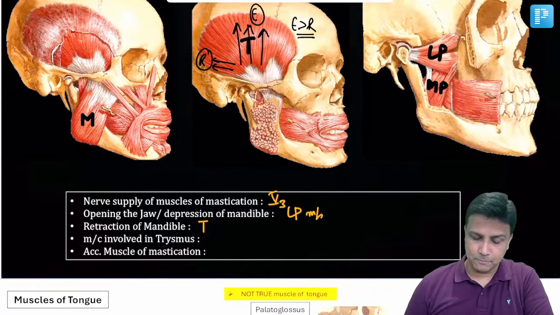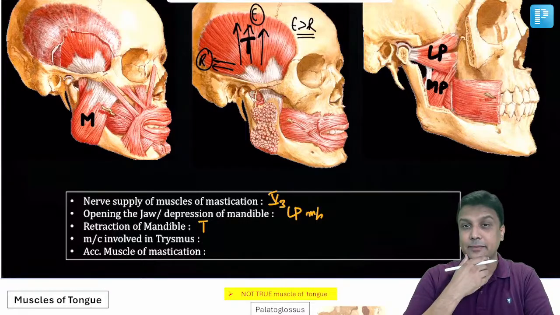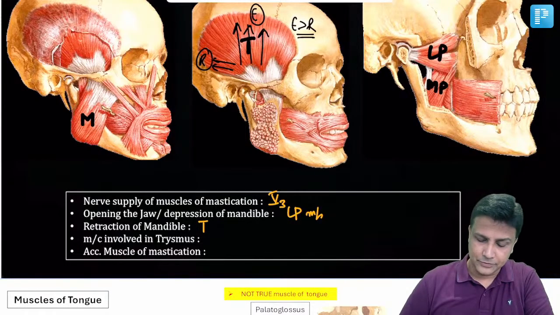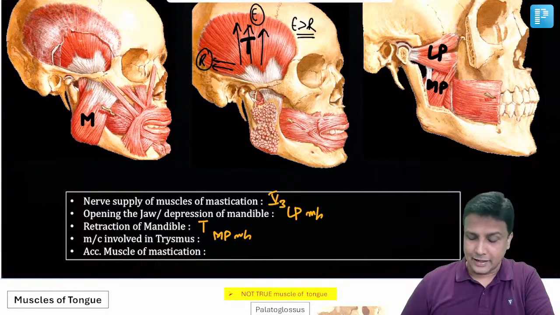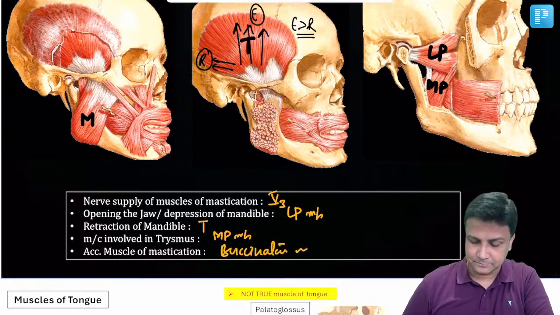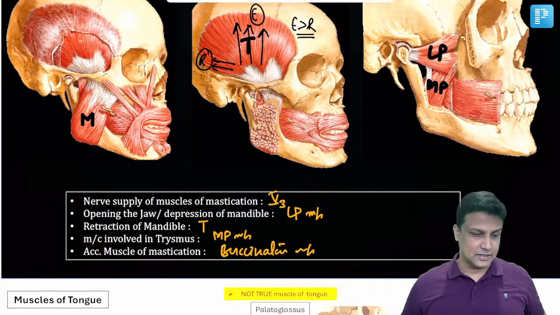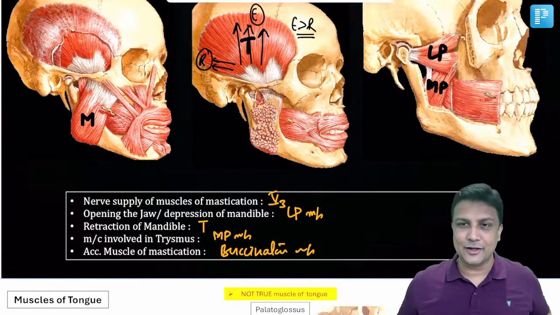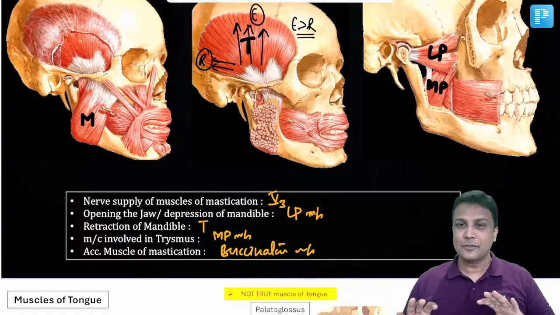Just now I told you. Most commonly involved in trismus. Trismus is nothing but the locked jaw. Locked jaw, medial pterygoid muscle will be involved here. And the accessory muscle of mastication here will be the buccinator muscle. That is your buccinator muscle, guys. If you remember these 5 points here, you will be able to solve all the questions possible here.